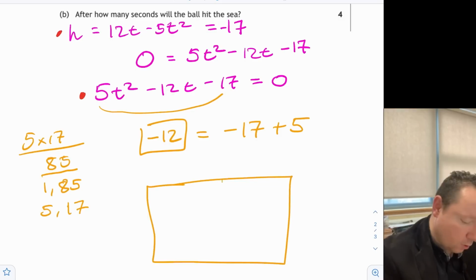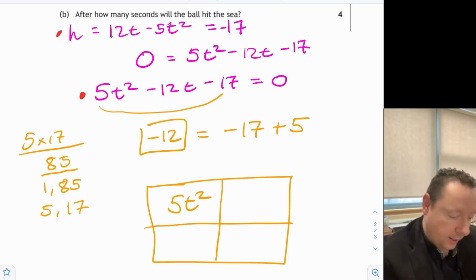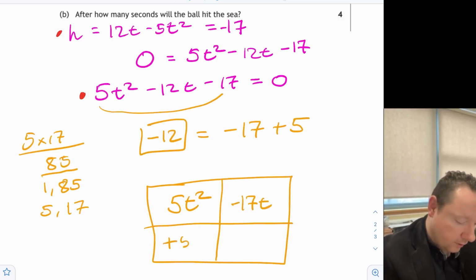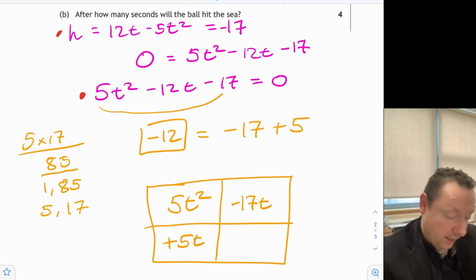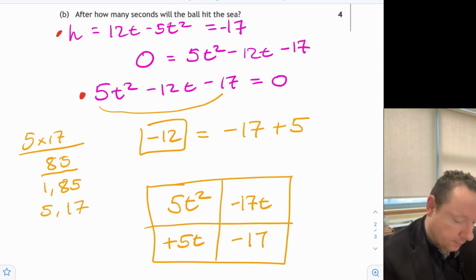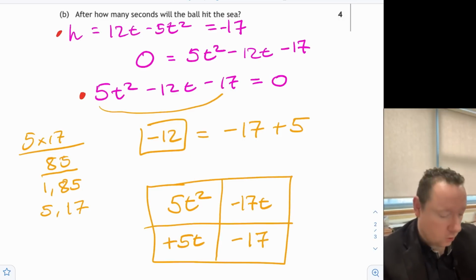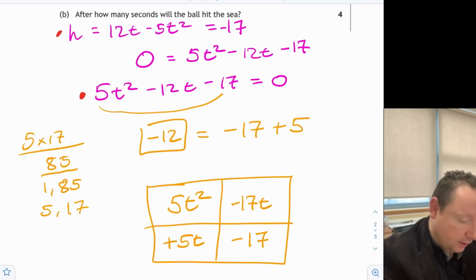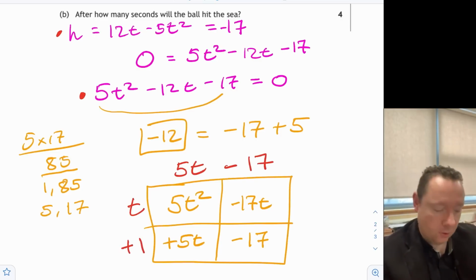So if we draw a box at this point, we have got 5t squared, and then we're splitting up our middle term into minus 17t plus 5t, that gives us my minus 12t, and then at the end, I've still got my minus 17. So now we can just factorise each line and column. So factorising this, 5t squared and minus 17t, the only common factor is t. But going up and down the way, the common factor between 5t squared and 5t is clearly 5t. Now it's like a Sudoku puzzle. T times minus 17 is minus 17t, so it's minus 17. And 5t times 1 is 5t, so it's plus 1. My factors have dropped out.